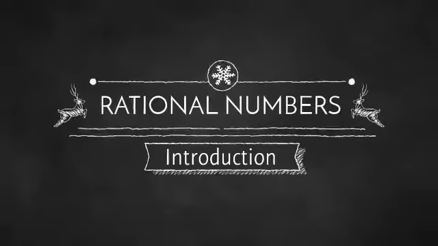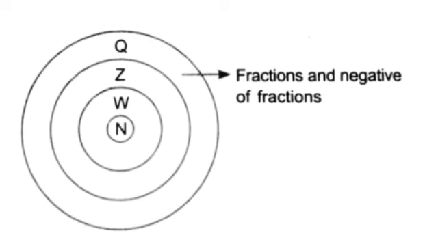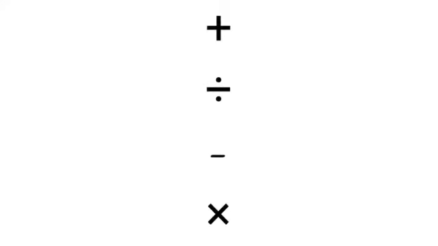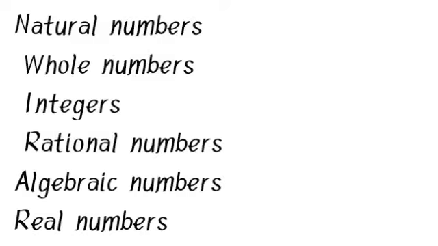Rational numbers. A number system is a set of numbers together with one or more operations such as addition, multiplication, division, or subtraction. Examples of number systems include natural numbers, whole numbers, integers, rational numbers, algebraic numbers, and real numbers.